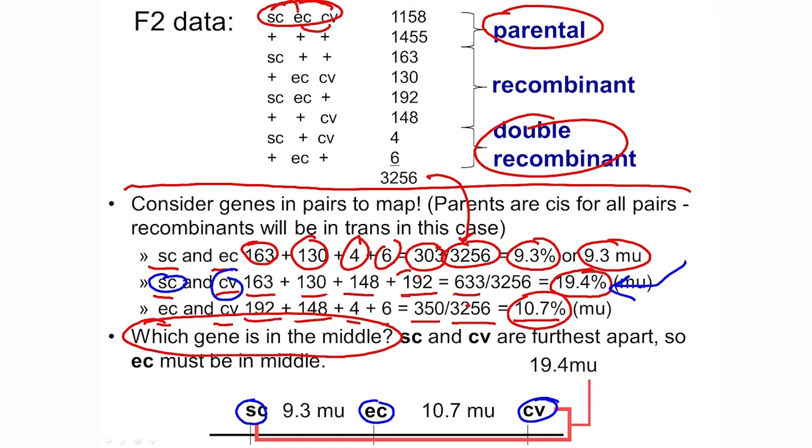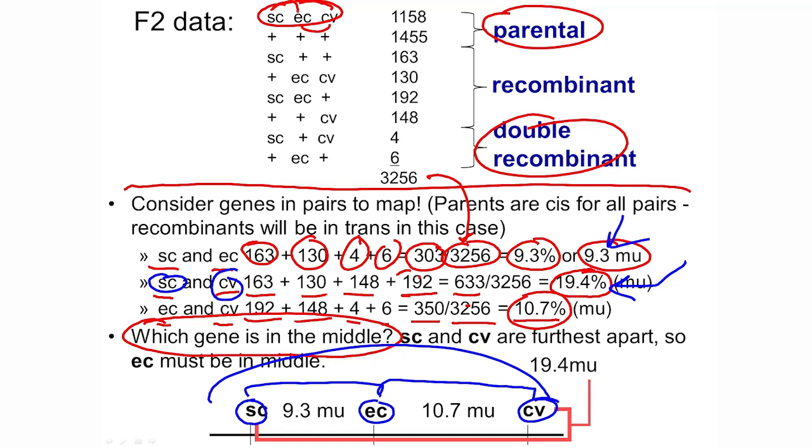Now, it really doesn't matter. You know, you could switch this around. That really doesn't matter. All you have to know is which one is in the middle. Okay? And then you just fill in the distances, because between skewed and echinus, you decided there's 9.3 map units there. Between echinus and cross-veinless, you said that there are 10.7. And then between skewed and cross-veinless, you said that there were 19.4.